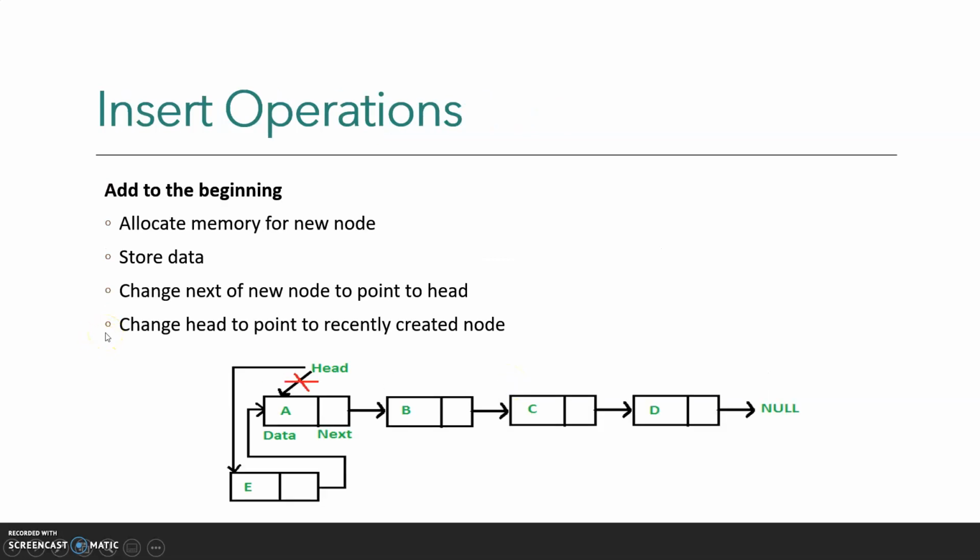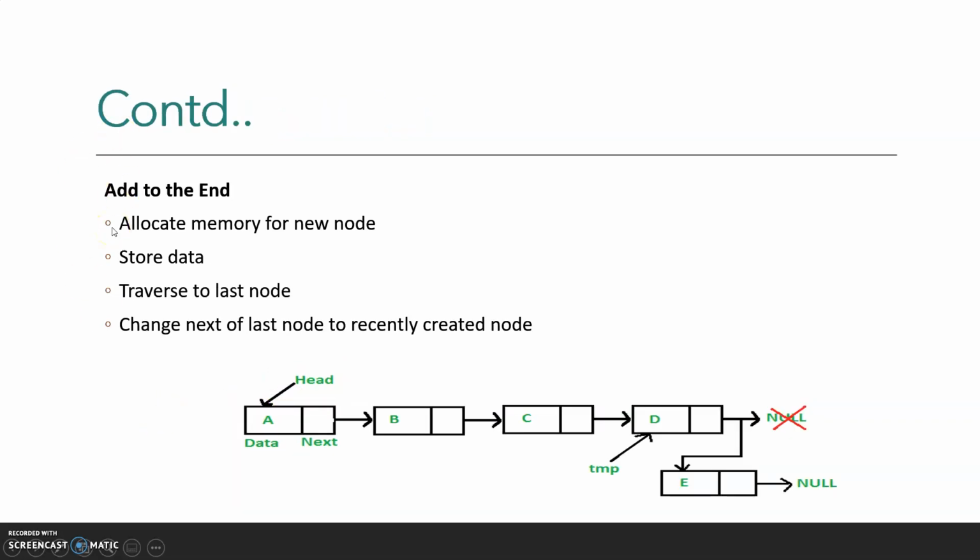Next, let's see how the insert operation can be done. First point is add to the beginning. We can add a node at the beginning of the linked list. For that, we allocate memory for the new node. Then we store the data, change next of the new node to point to head, then change the head to point to the recently created node. From this figure you can see when we add data, we just remove the head pointer and connect it to the recently created node.